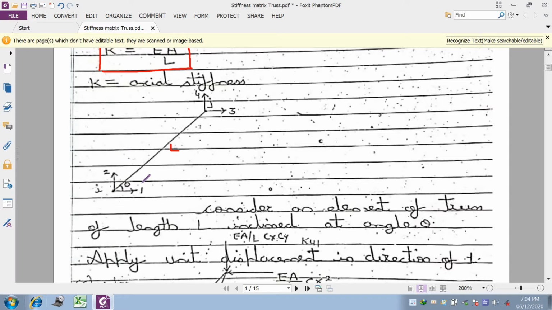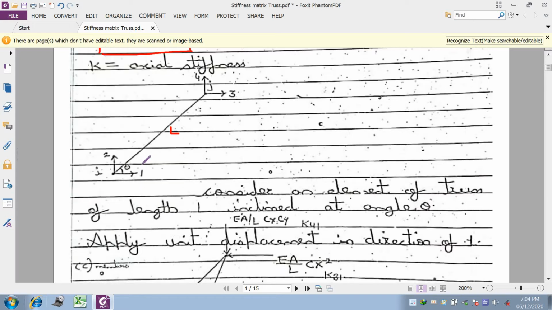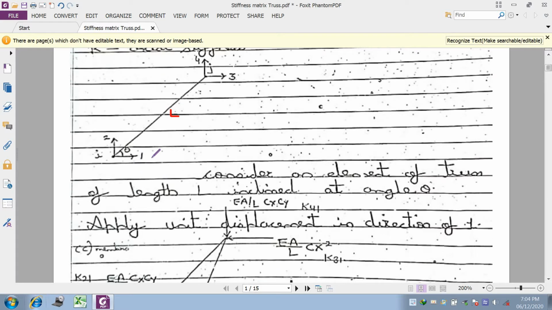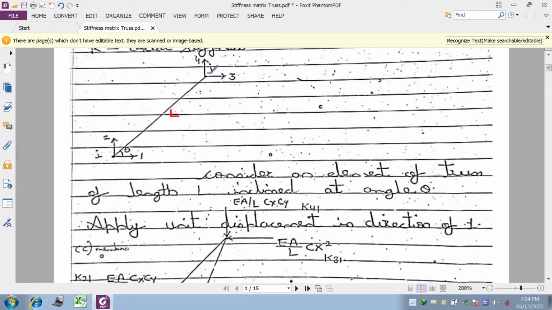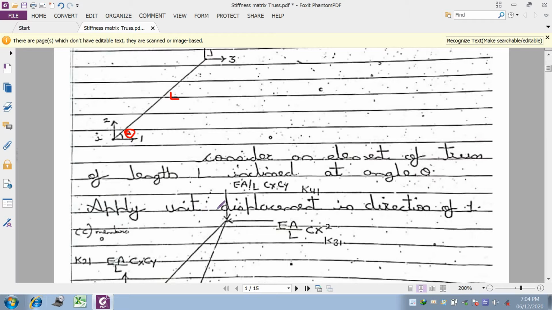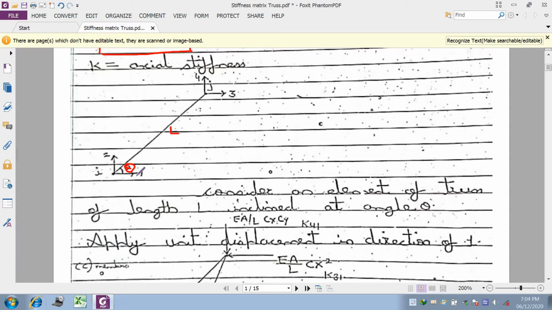Now let us see how to derive this stiffness matrix for the truss element. Consider an element of the truss of length L as shown in the figure, which is inclined at an angle of theta. This is the theta value. In that case, apply the unit displacement in the direction of 1. So first of all, we have to apply the unit displacement in the direction of 1.